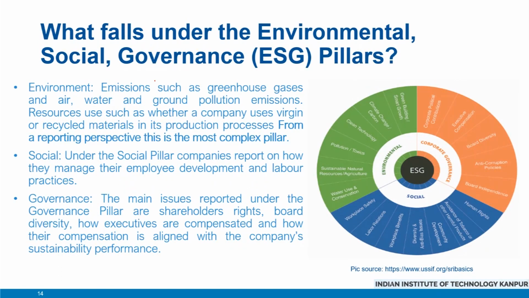What falls under ESG pillars, that is environmental, social and governance pillars? As we can see from this circle, we have three components: environmental, governance and social. Let's discuss them one by one. So the environmental component includes emissions such as greenhouse gases and air, water and ground pollution emissions, resources such as whether a company uses virgin or recycled materials in the production process. From a reporting perspective, this is the most complex pillar.